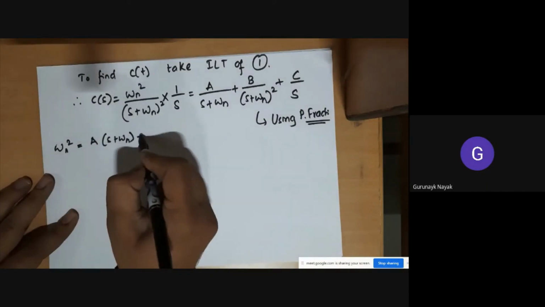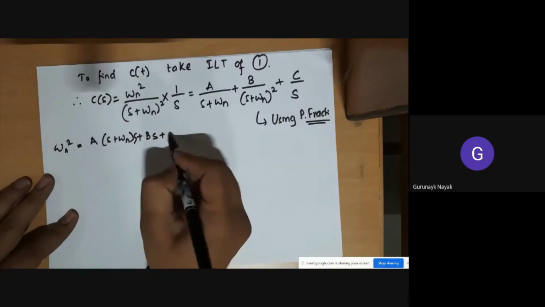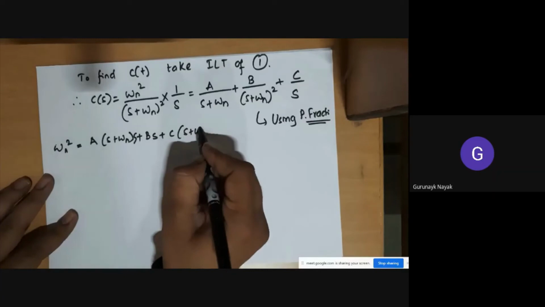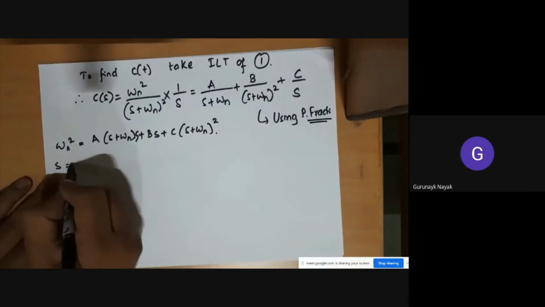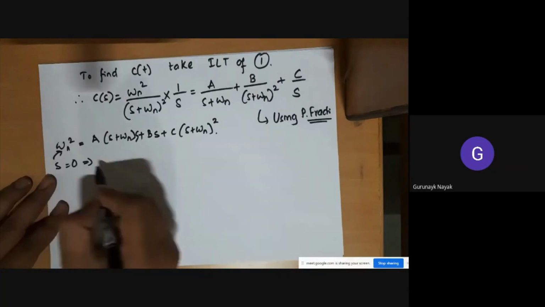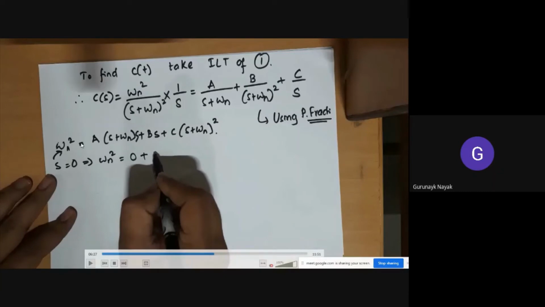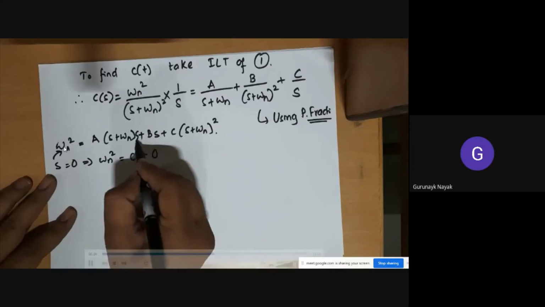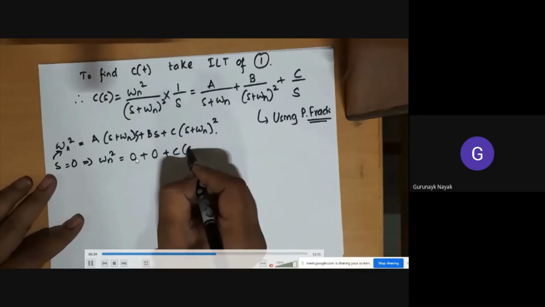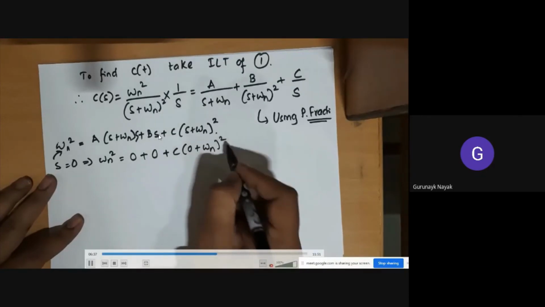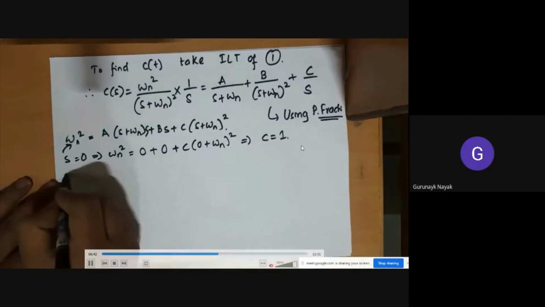So then I will simplify. A into S plus omega n, into S plus BS plus C. So taking the common factors in the denominator, then equating to the LHS. The easiest thing is to substitute S equal to 0 in this expression. We end up with the LHS part as it is. This S is multiplied with all the terms, so it is 0. B into 0 is 0, plus C into 0, plus omega n square. Solving this, we get C equal to 1.